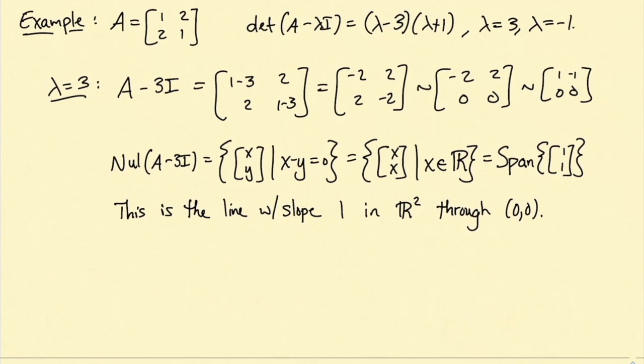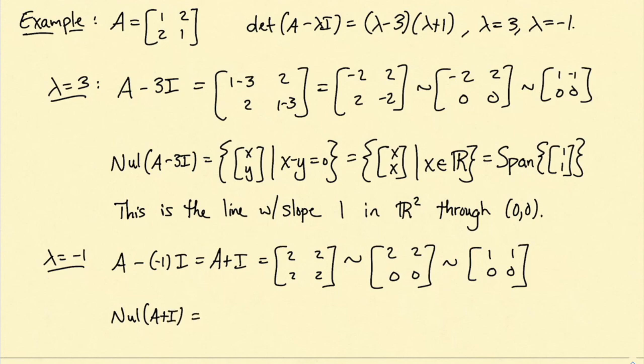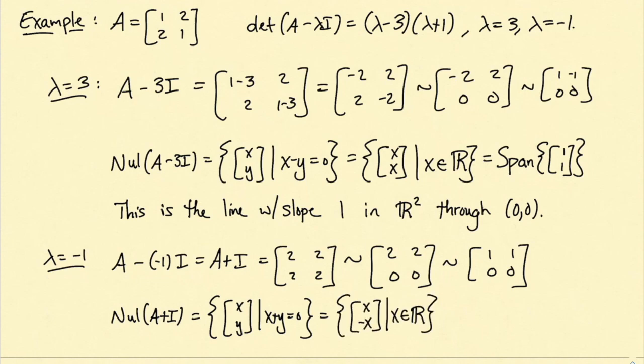For the eigenspace associated to negative 1, we compute A plus I, which will give us the matrix with 2 in every slot. We can row reduce this also in 2 steps. First, subtract the top row from the bottom, and then scale the top row by 1/2. This tells us the null space of the matrix A plus I is the line x plus y equals 0. And of course we can express this as the span of the vector 1, minus 1.